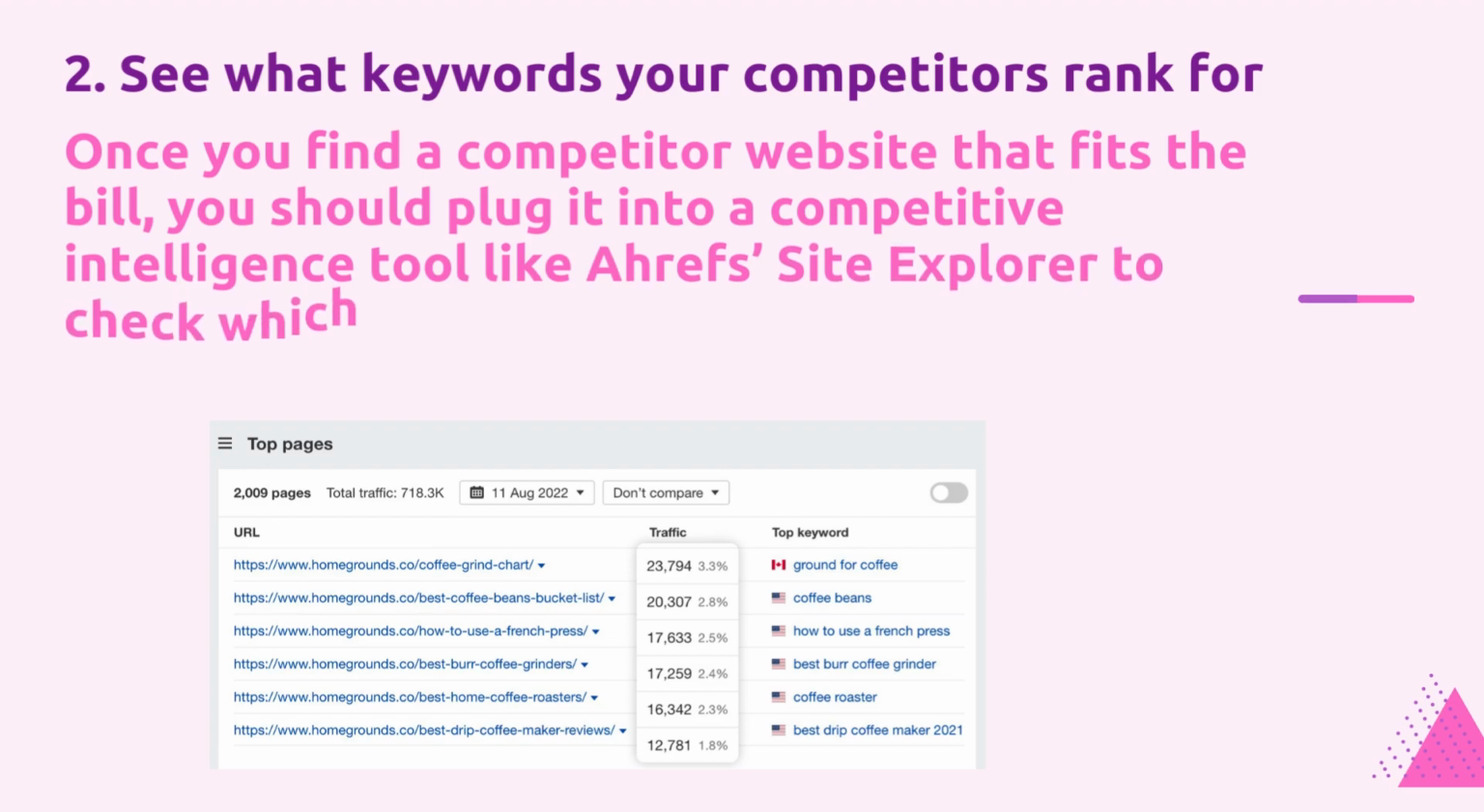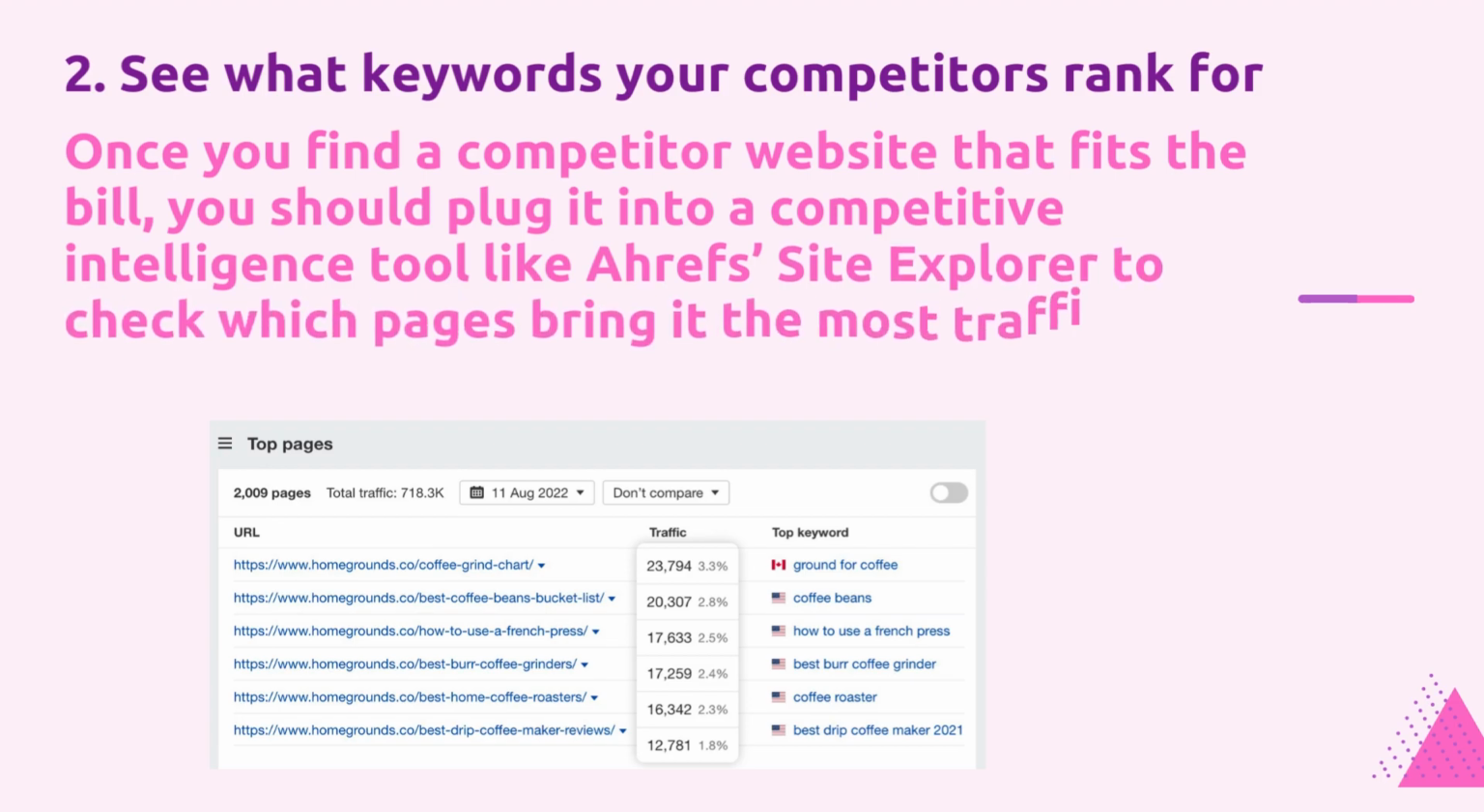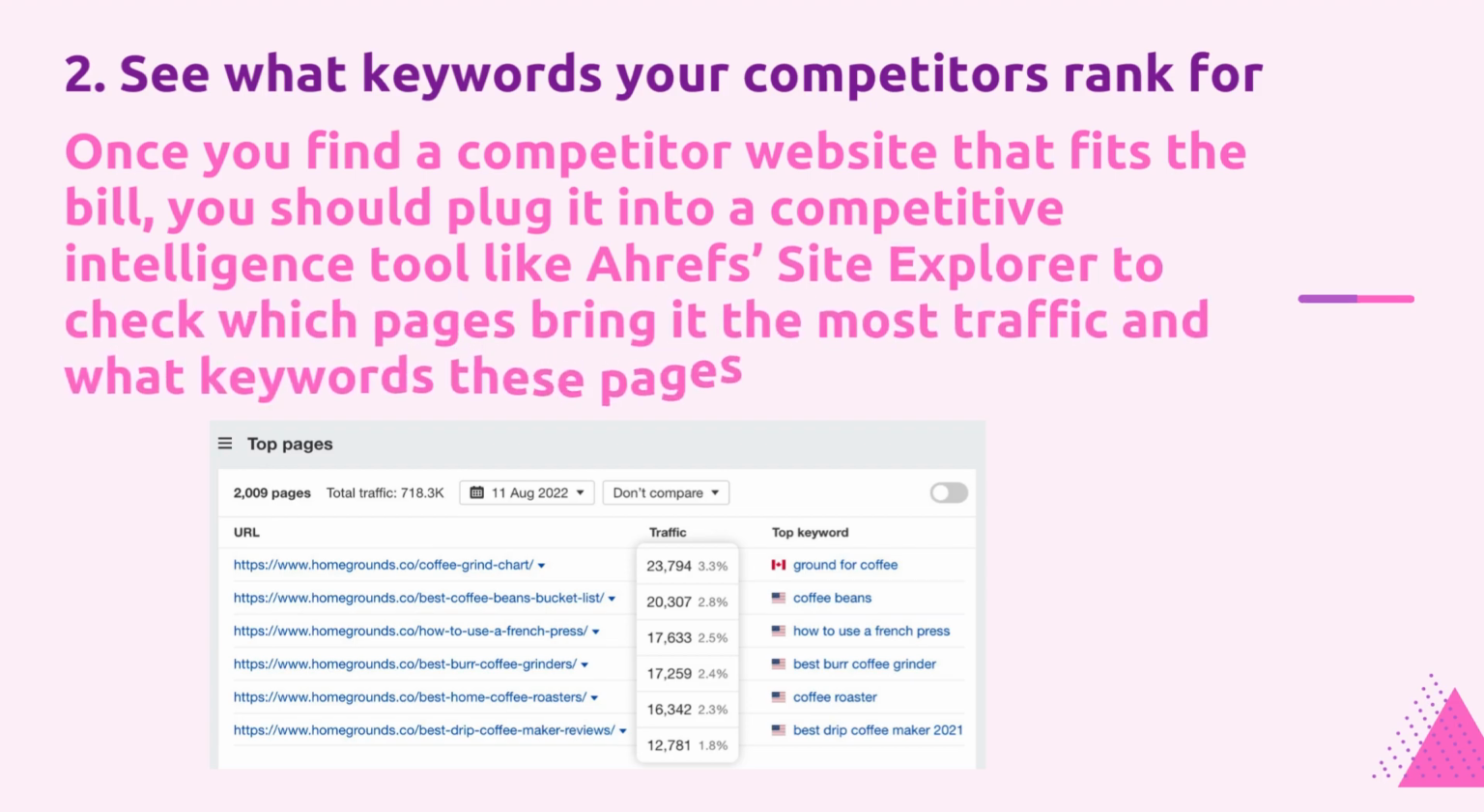For example, if you sell coffee-making equipment on your website, you may find more actual competitors in the search results for cappuccino maker rather than cappuccino. That's because there are mostly e-commerce stores like yours ranking for the former and blogs ranking for the latter. Once you find a competitor website that fits the bill, you should plug it into a competitive intelligence tool like Ahrefs Site Explorer to check which pages bring it the most traffic and what keywords these pages are targeting.